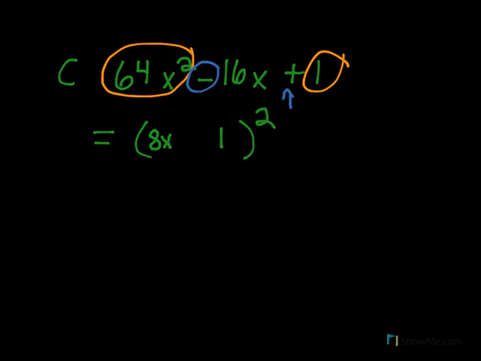Now the one in the middle, it's negative. That means my sign is going to be negative. That's it. That's my answer. Again, you can write this as 8x minus 1 times 8x minus 1, and then FOIL, and if you FOIL, you should get back the original problem.